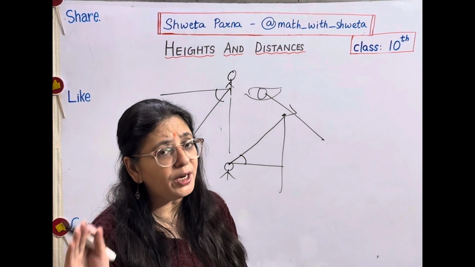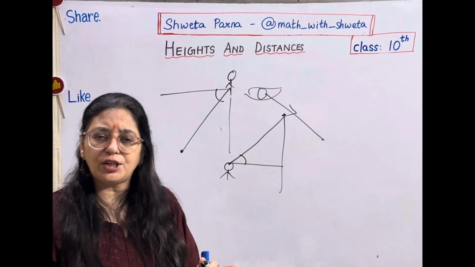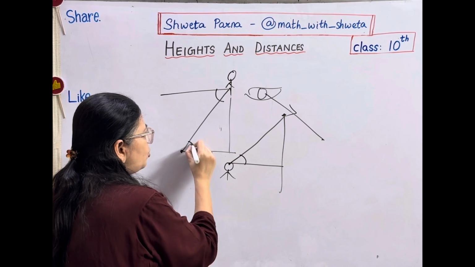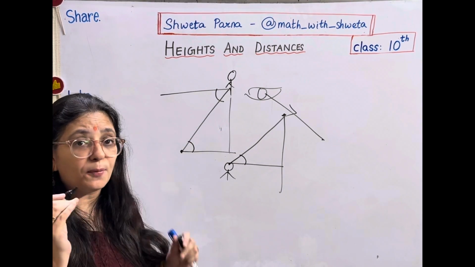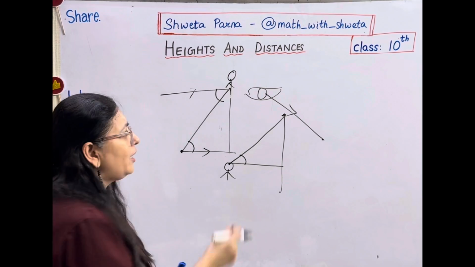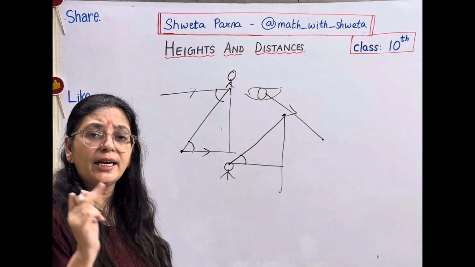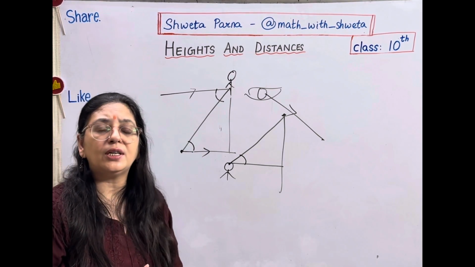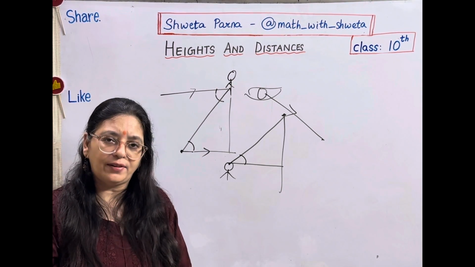There is a very good relationship between angle of elevation and angle of depression. Now we know that these two angles will be equal. Why? Since these two lines are parallel, they are horizontal lines. So these form alternate angles. So we always say that angle of depression is equal to angle of elevation.